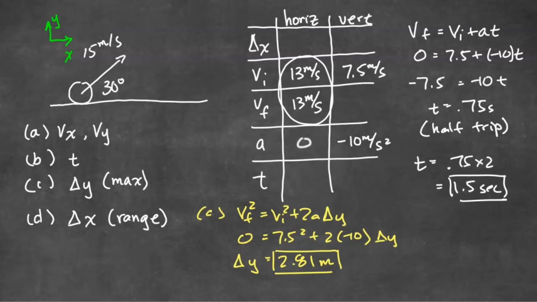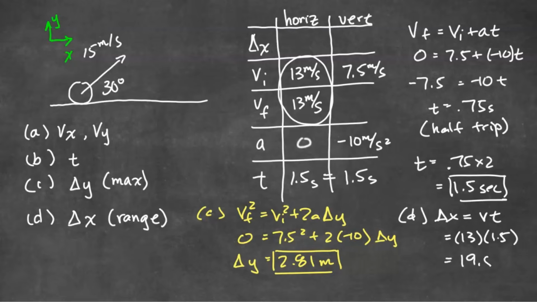Lastly, we're looking for delta x, the horizontal displacement, also known as the range. Because horizontally, the object is moving at constant velocity, we can use delta x equals vt. Horizontally, we know that the velocity is 13 meters per second, and the time is 1.5. Notice that the vertical time and the horizontal time are equal to each other as long as you're looking at the same part of the motion. And so delta x equals vt, we get 13 times 1.5, which gives us 19.5 meters.